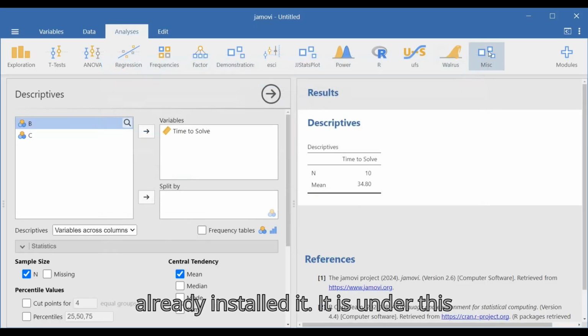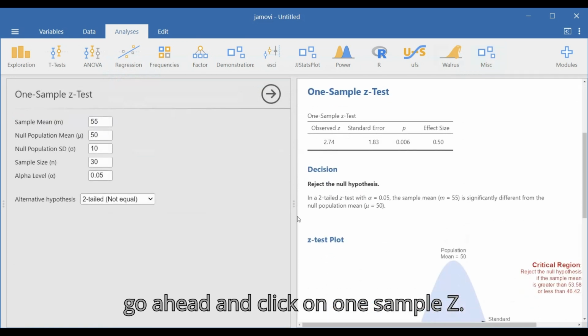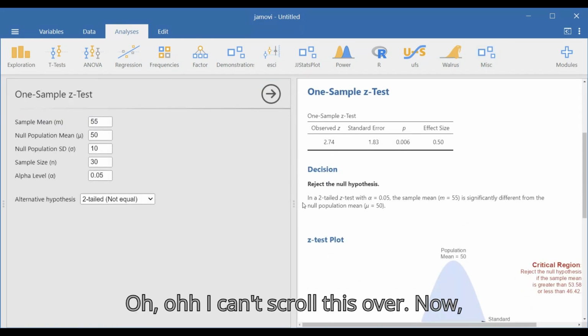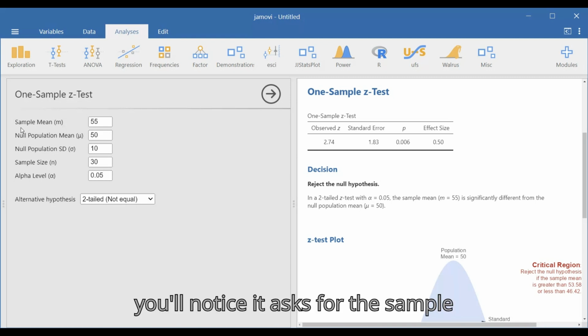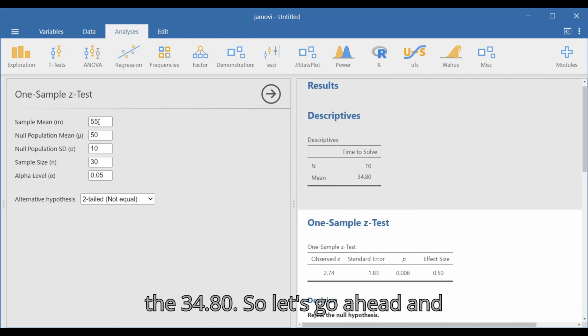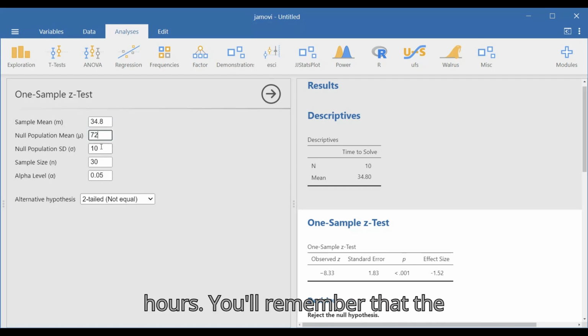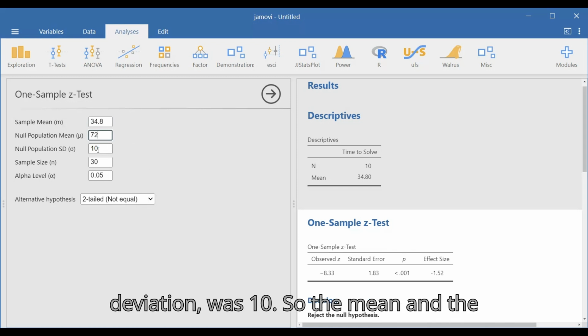It is under this miscellaneous package, and I'm going to go ahead and click on one sample Z. Now, I can't scroll this over. You'll notice it asks for the sample mean. Well, the sample mean is 34.80, so let's put our 34.80 in. The population mean from GCPD is 72 hours. You'll remember that sigma, the population standard deviation, was 10.